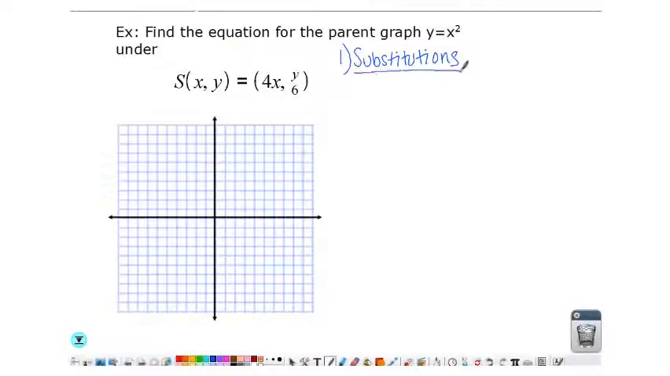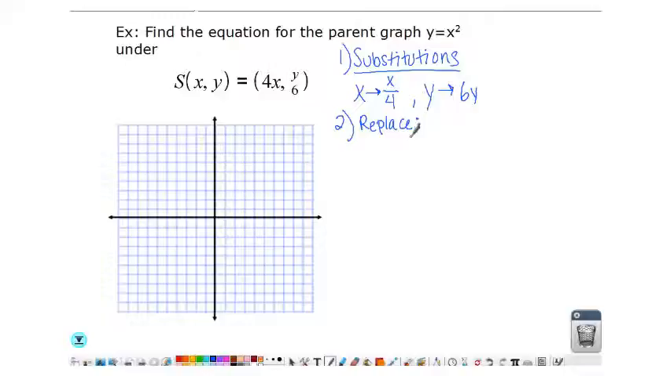So remember, we replace with the opposite. So if we were multiplying x by 4 in the mapping, it means we replace in the equation with dividing by 4. And if we have y divided by 6 in the mapping, it means that we're going to replace with the opposite, which is 6 times y. So now we're actually going to go and do our replacement into the equation.